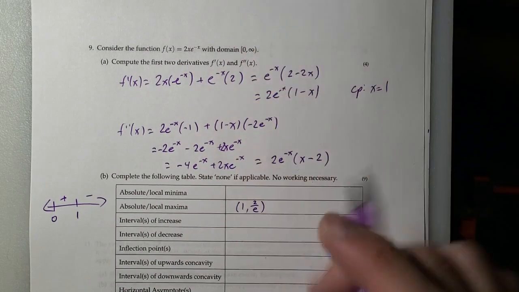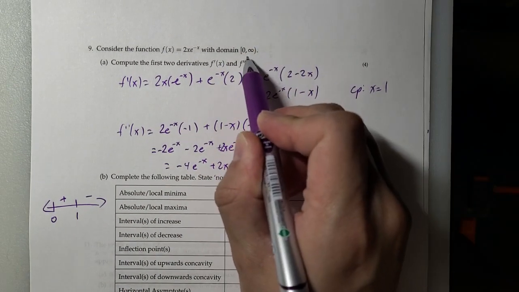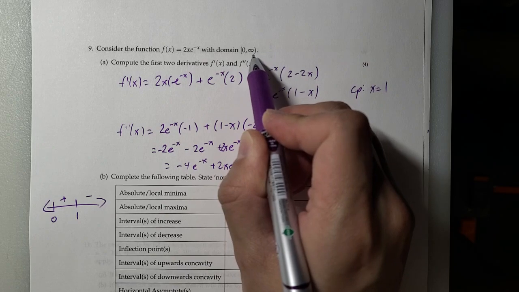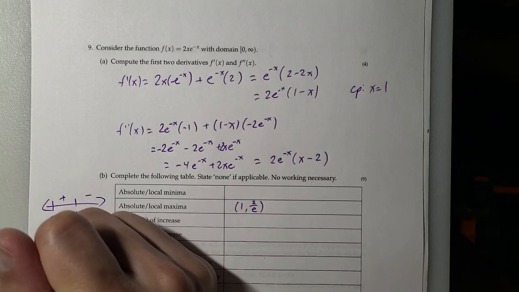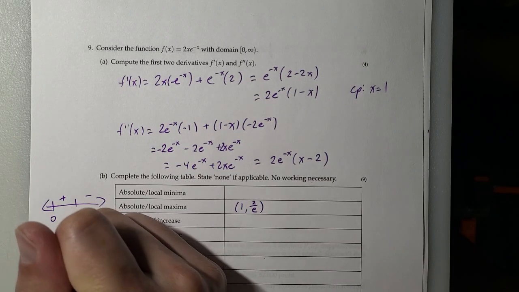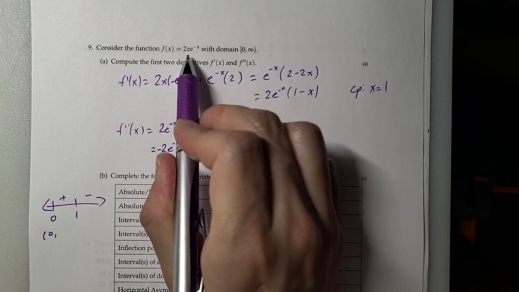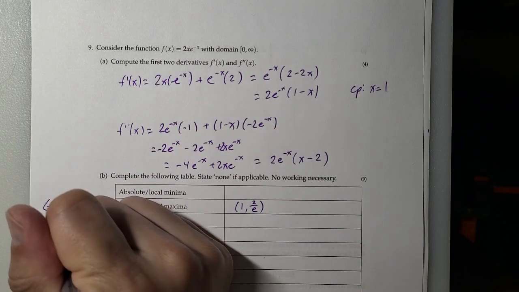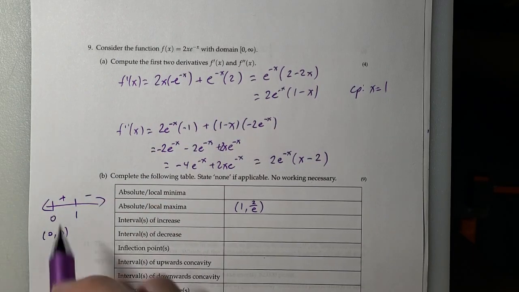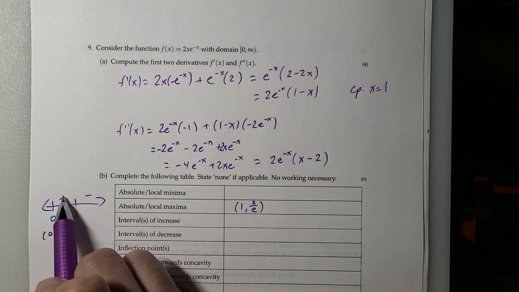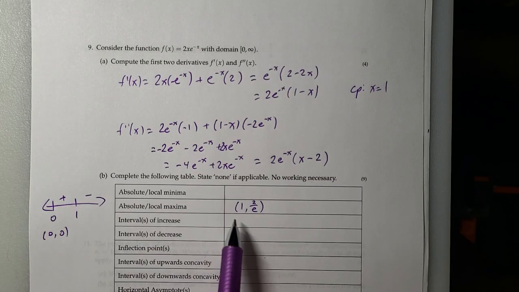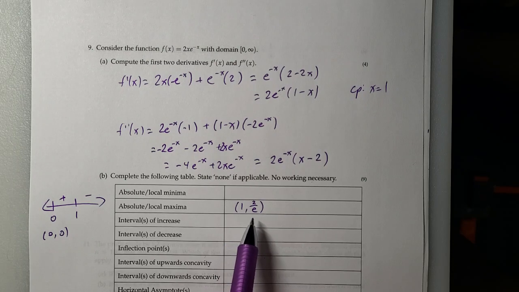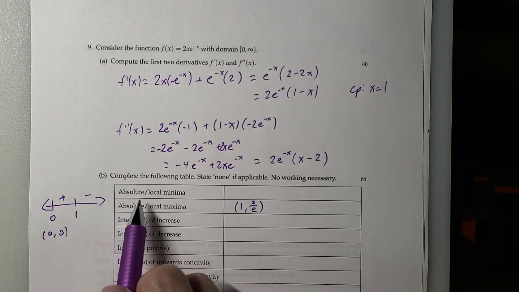The trick here is to notice the domain, 0 to infinity. Starting at 0, what's the value at 0? Let's do it on the side. When x is 0, this guy is simply 0. Then it increases until 1, so obviously this is smaller. Then it reaches this maximum value, and then it decreases again.